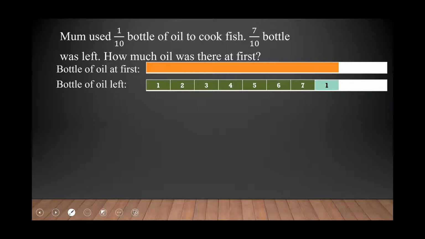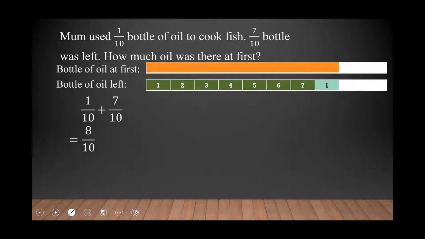What I can see here is if I add these two things together, I will get how much oil there was at first. So this is what I'll do. A 1/10, which is this pot, plus 7/10, which is this pot. As we have learned in the last video, what we need to do is add the numerators and keep the denominator the same. So 7 plus 1 is 8, and we keep the denominator as 10.